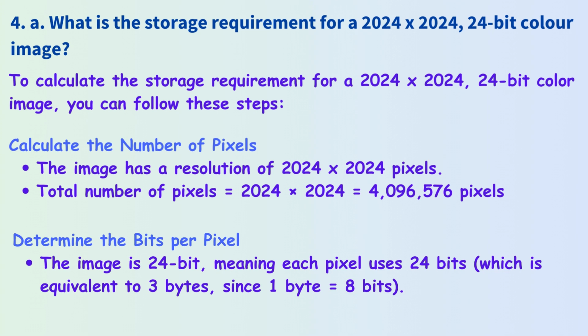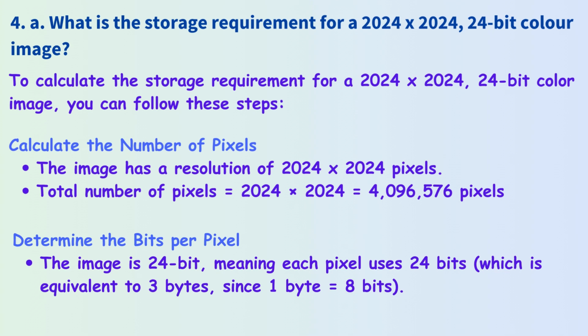The next question is, what is the storage requirement for a 2024 x 2024 24-bit color image? To calculate the storage requirement, you can follow these steps. Firstly, calculate the number of pixels. The image has a resolution of 2024 x 2024 pixels. Total number of pixels equals 2024 x 2024, which is 4,096,576 pixels.